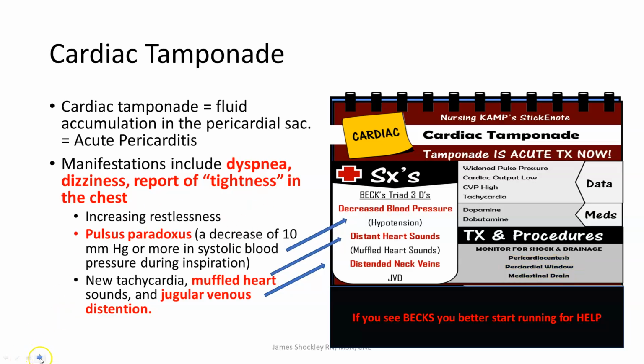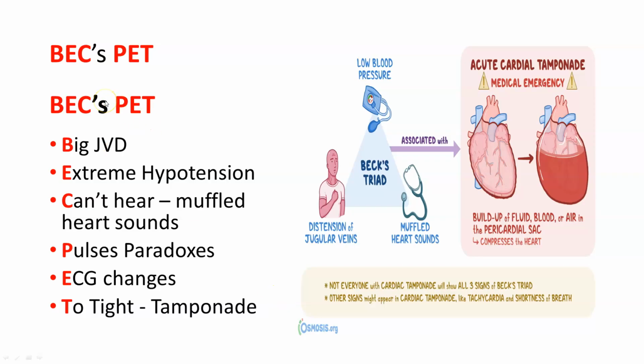So, thinking about that, we like to give you these little tools to help you remember. Big JVD, extreme hypotension, can't hear heart sounds, pulsus paradoxus, ECG changes, or too tight. It's tamponade. So it's Beck's PET, Beck's triad. That's telling you that it's probably related to tamponade because we know it's those three things, and then the other signs and symptoms that we would be looking for. It is an acute medical emergency. We need to do something quick. They are going to decompensate very fast.